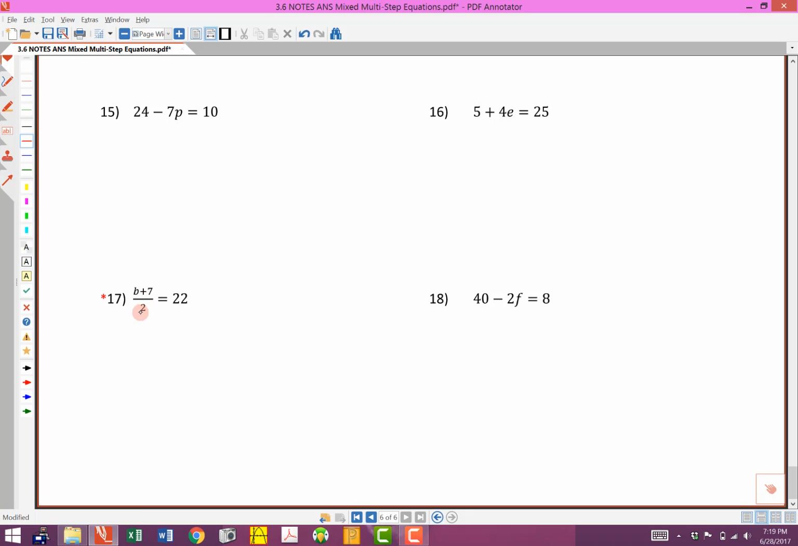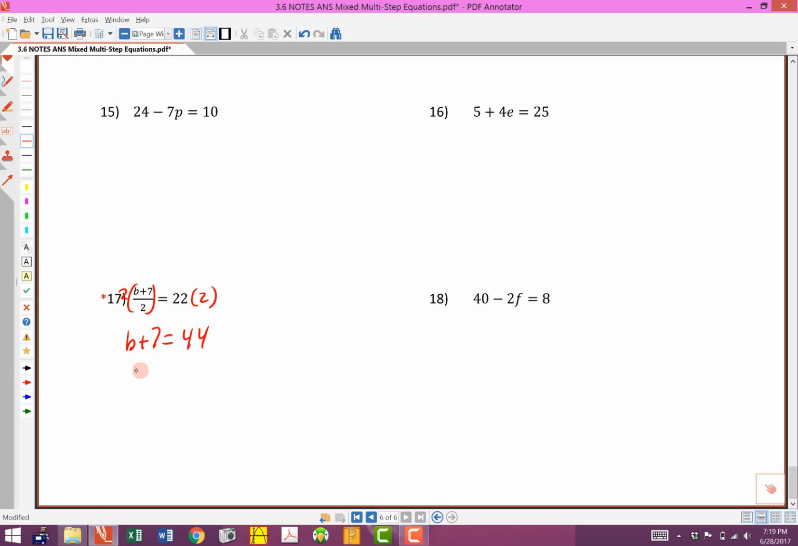We're going to get rid of this 2 in the denominator. So that means we're going to times this side by 2. And we're going to times this side by 2. So notice I used the parentheses around the second factor on each one of these with that implied multiplication. Those are going to cancel. That's going to leave me with b plus 7 over on this side and then 44 over here.